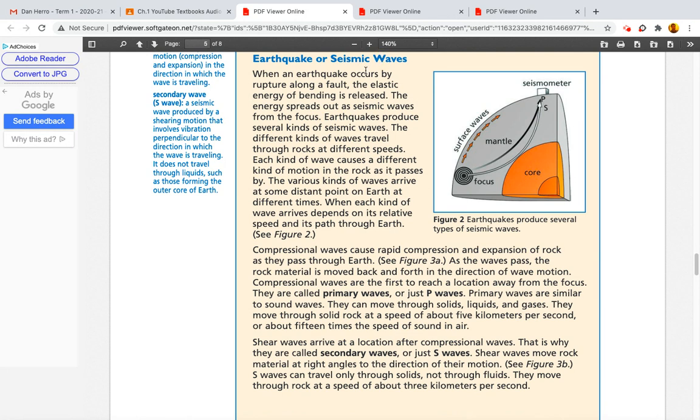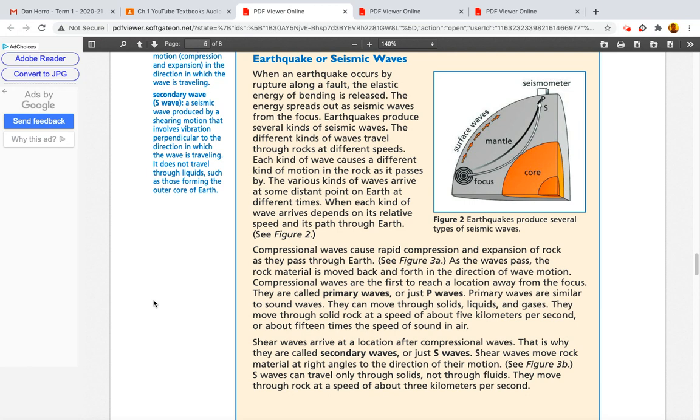Earthquake or seismic waves. When an earthquake occurs by rupture along a fault, the elastic energy of bending is released. The energy spreads out as seismic waves from the focus. Earthquakes produce several kinds of seismic waves. The different kinds of waves travel through rocks at different speeds. Each kind of wave causes a different kind of motion in the rock as it passes by. The various kinds of waves arrive at some distant point on Earth at different times. When each kind of wave arrives depends on its relative speed and its path through Earth.